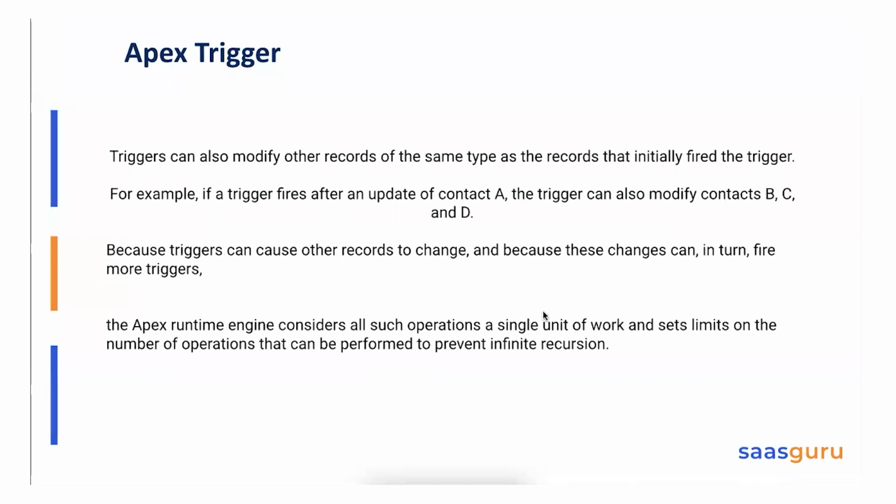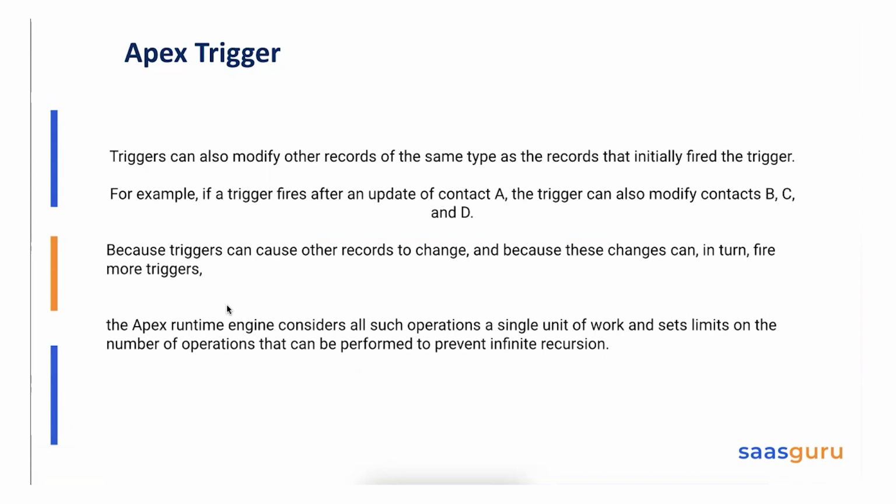Okay, so Apex triggers, if you look at some more details. A trigger can also modify other records of the same type as the record that initially fired the trigger. Here I want to say, if a contact record is updated, we can either update the contact record or we can also update the related account record from the trigger. And here is a very important thing we need to keep in mind. Let me give you one example.